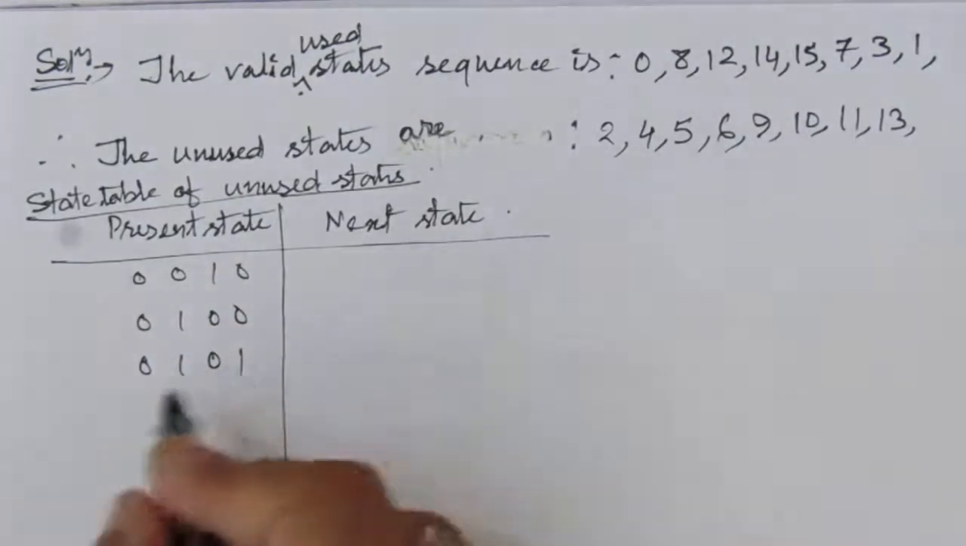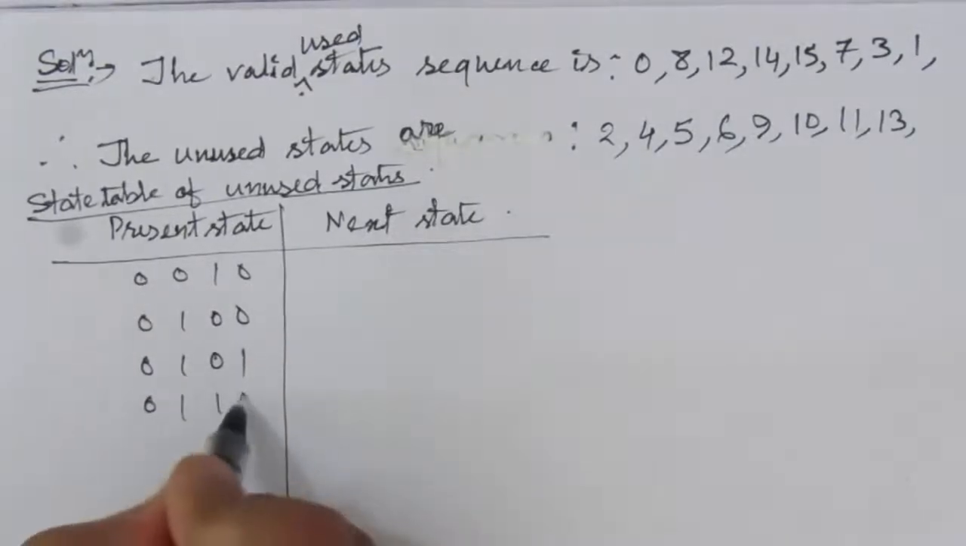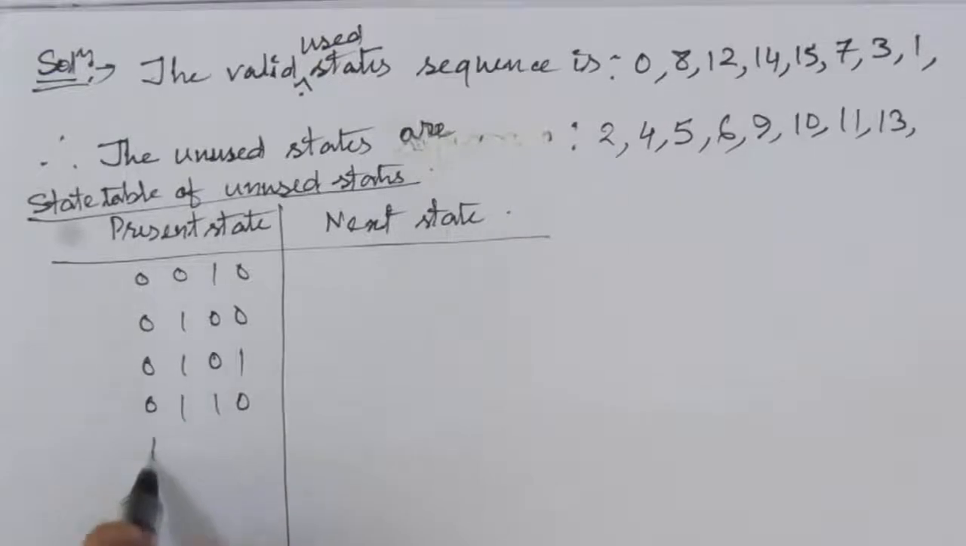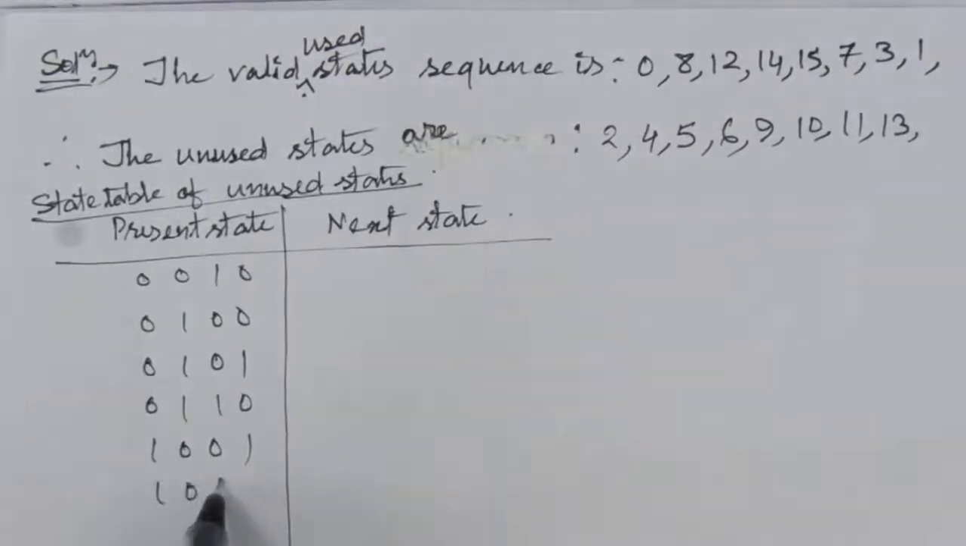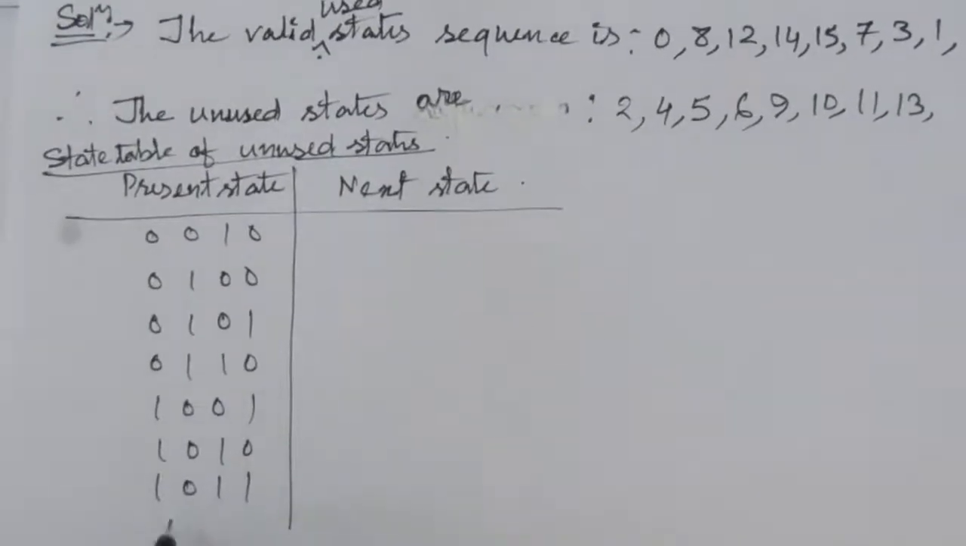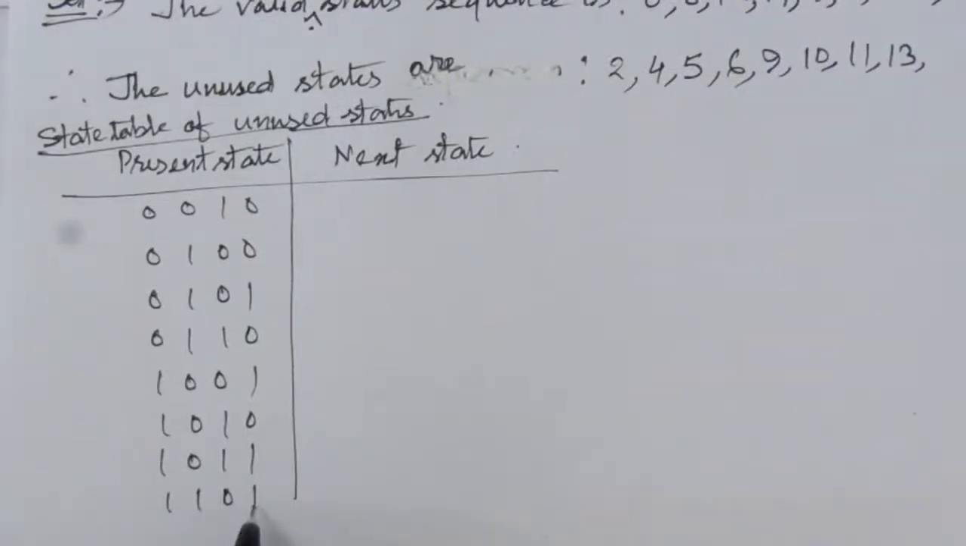Okay, so after 5 we have 6, 0, 1, 1, 0, then we have 9, 1, 0, 0, 1, then we have 10, 1, 0, 1, 0, then we have 11, 1, 0, 1, 1, then we have 13, 1, 1, 0, 1. Okay, that means 8 plus 4 plus 1, that is 13.